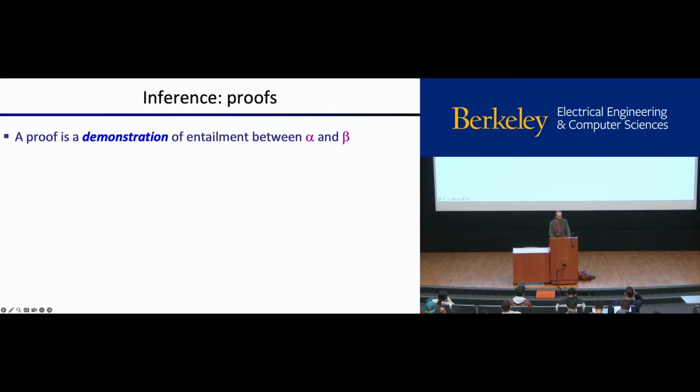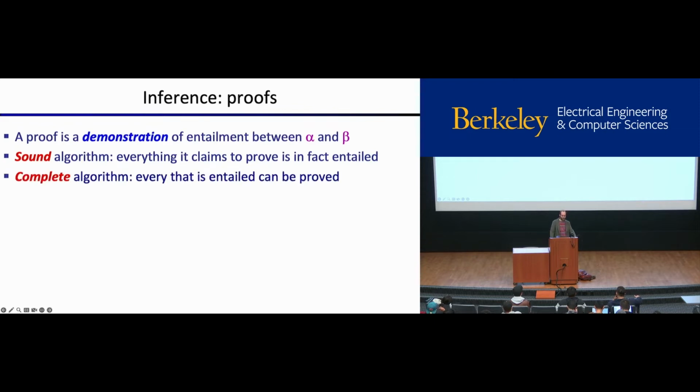A proof is a demonstration of entailment between alpha and beta. To construct a proof, we will use an algorithm. And a sound proof algorithm has this property. Everything it claims to prove is, in fact, entailed. Here's a proof algorithm that is not sound. Yes, beta is entailed. No matter what beta you give me, no matter what alpha you give me, I'm just going to say, yep, it's entailed. That will obviously give you some false positives. It will claim to prove things that are not, in fact, entailed.